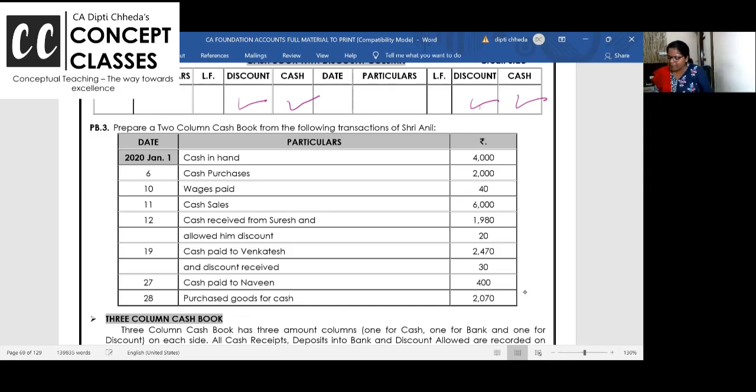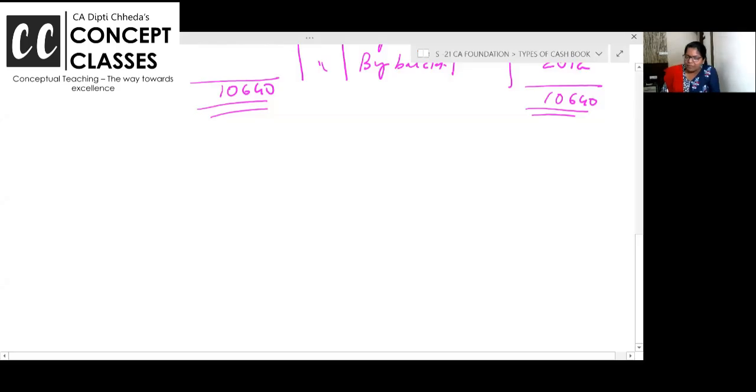Third problem, prepare a 2-column cash book for Anil. Cash in hand is there, purchase, wages, all other details is given. So as they say, so we do. Third problem with the double column cash book. It's very easy. Sometimes they give the data for double column, but then they are single. So don't make discount column.